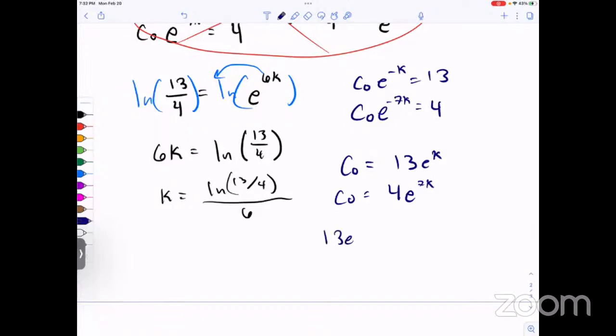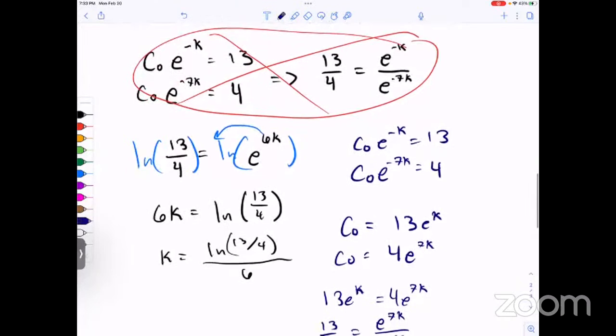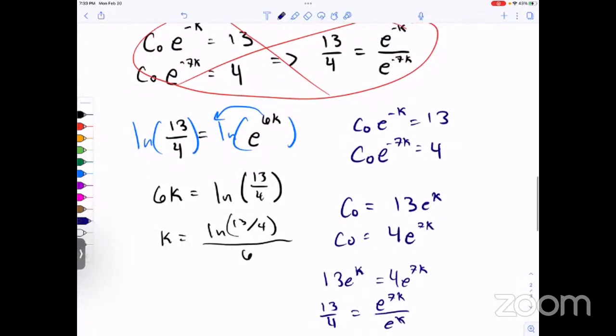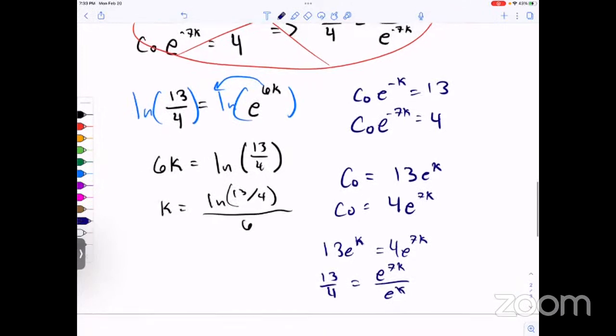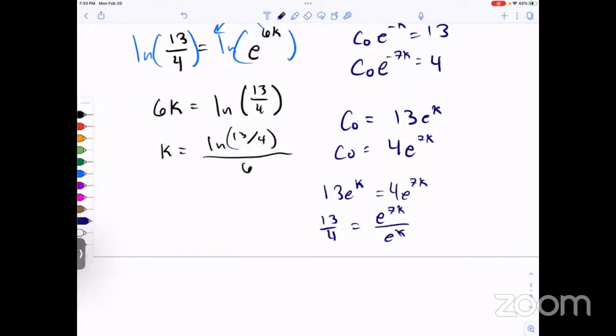So then you can get the e to the k's on one side, you'll get 13 over 4 equals e to the 7k over e to the k, right? And it should be different than what we had before. You can see it there, right? Even if you flip those, that goes up, that's the same, and that comes down. No, that's the same thing. Let's keep going with this and see if we can get something to change. So then we get 13 over 4 equals e to the 6k, and that's what we had before.